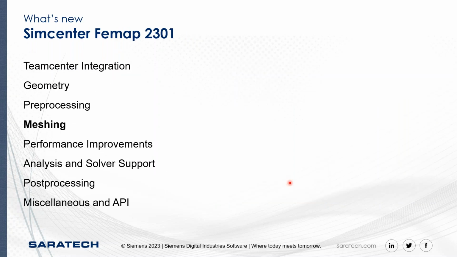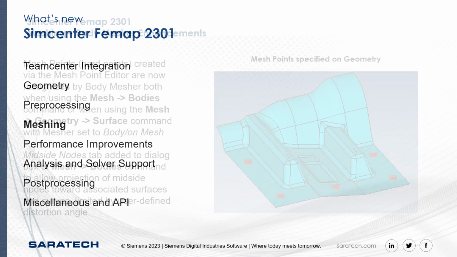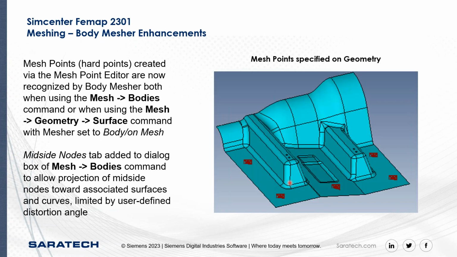Meshing is the next topic. This one is specific to the body mesher enhancements that have been made. Mesh points or hard points that are created via the mesh point editor are now recognized by the body mesher, whether you're using the mesh bodies command or the mesh geometry surface command with the mesher set to the body on mesh.